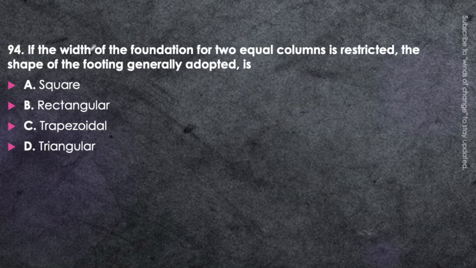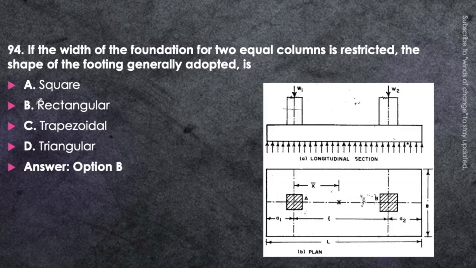Next question. If the width of the foundation for two equal columns is restricted, the shape of the footing generally adopted is square, rectangular, trapezoidal, or triangular. It is an easy question. There are two equal columns, and the width of the foundation is restricted, so we have to join these two columns together. Since the load is equal on both of these, we will not go for a trapezoidal section, we will go for the rectangular one. So option B will be the correct answer. It looks like this, where these two columns are of equal size.